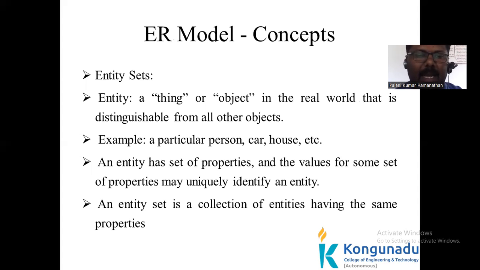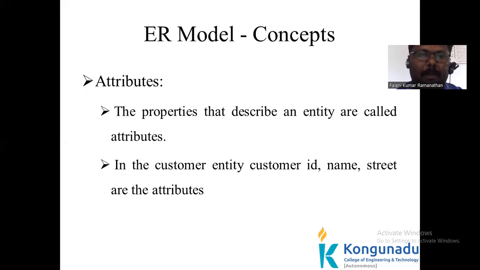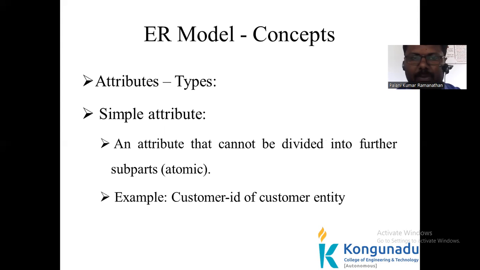An entity set is a collection of entities having the same properties. Attributes are properties that describe an entity. Again, with the student example, we have attributes like register number, student name, address, mail ID, phone number, and parent details like parent name, parent occupation, parent income. All these details are related to the student attributes. Now the different types of attributes. First, simple attributes: an attribute that cannot be divided into further subparts. For example, the customer ID of a customer or the register number of a student are not further divided, so they are called simple attributes.